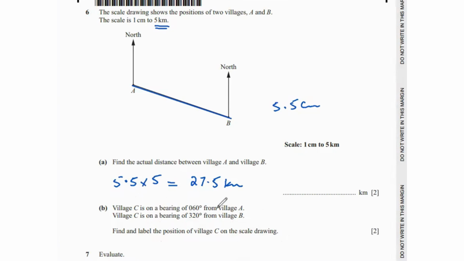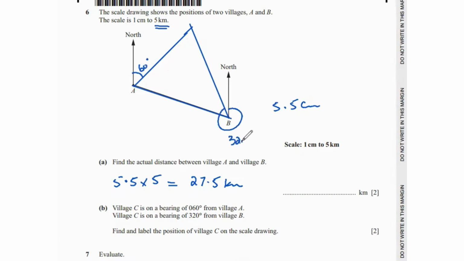Village C is on a bearing of 60 from village A. So you will put your protractor at village A and measure 60 degrees. So 60 degrees will be approximately over here, let's say. And then village C is on a bearing of 320 from village B. So that's going to be somewhere over here. So based on a rough assumption of where the angles are going to be, this is 60 and this is 320.